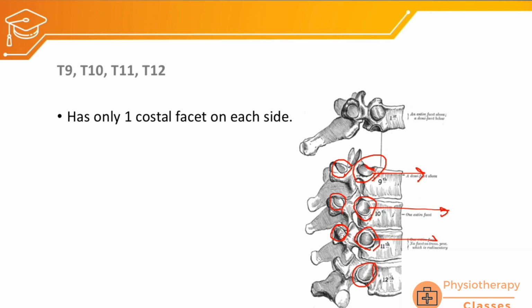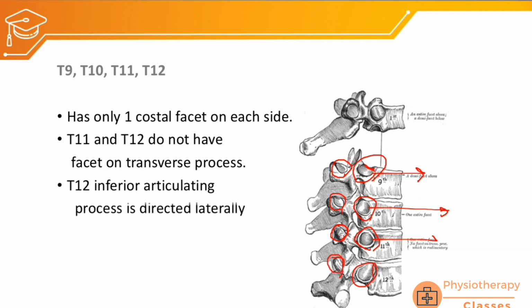And T12 also has only one facet and it doesn't have a facet on the transverse process. T12 inferior articulating process is directed laterally. So that is the unique feature of T12. The inferior articulating facet is directed laterally rather than anteriorly. So you can see the difference.